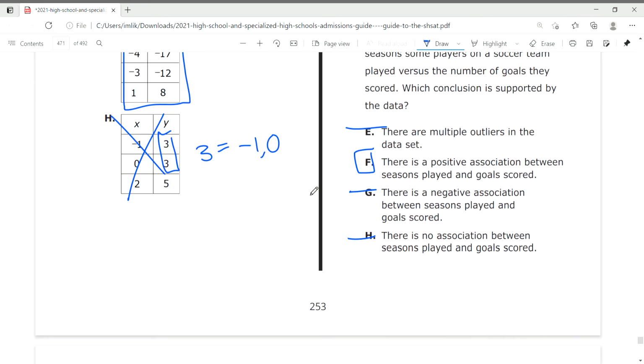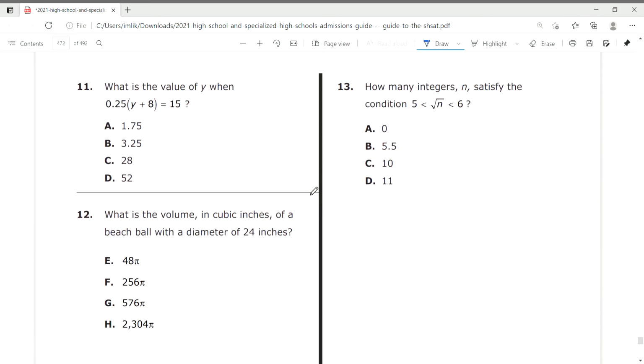3 more. This is a very long video, I do apologize. What is the value of y when 0.25y plus 8 is equal to 15? Well, notice everything else is a whole number, and this is a decimal. That kind of messes us up.